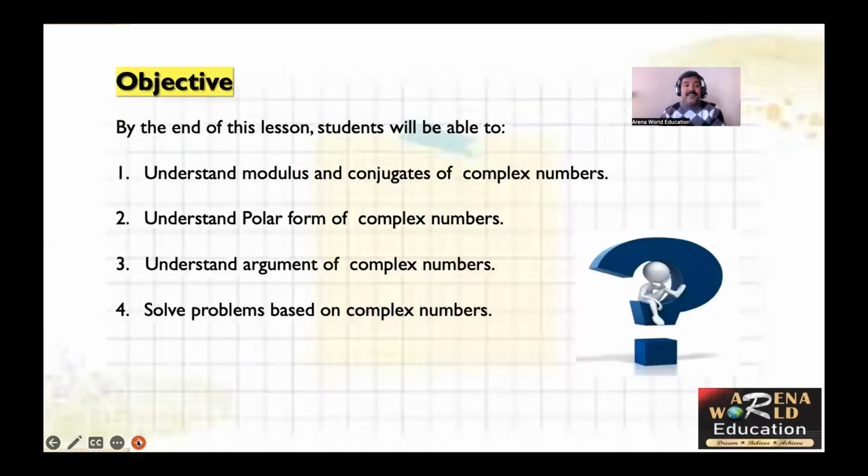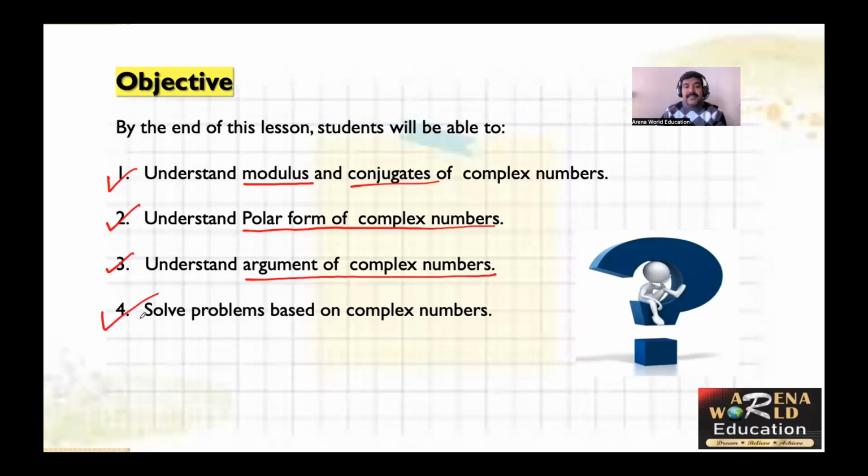Now let us start our today's session. If I talk about the objectives of this lesson, by the end of this lesson, students will be able to understand what is the modulus and conjugate of complex numbers. They will be able to understand the polar form of complex numbers. Then students will be able to understand the argument of complex numbers. And at last, this is very, very important, we will discuss many practice problems based on today's topics.